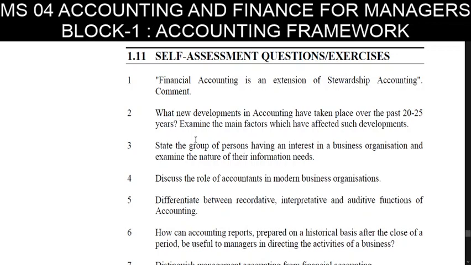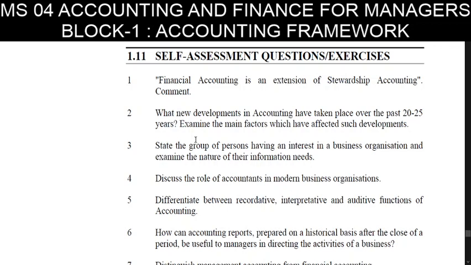They are like shareholders who invest their money in the company. They are interested. Management is interested because they have to exercise control. They have to run the business. Employees are interested because they expect a hike in their salaries, and so therefore they want to know the information about the company.